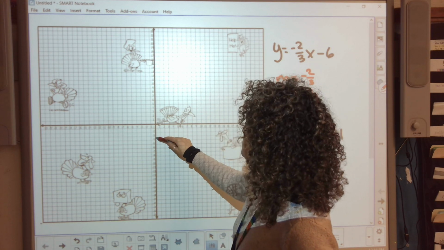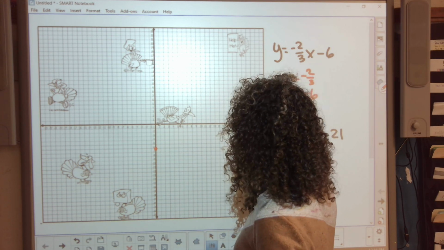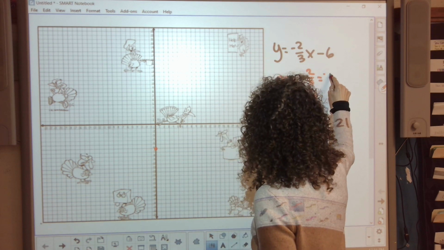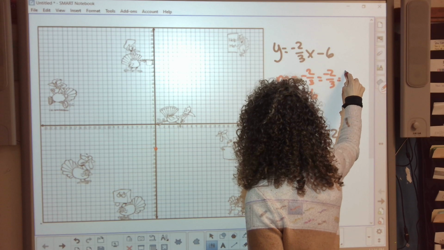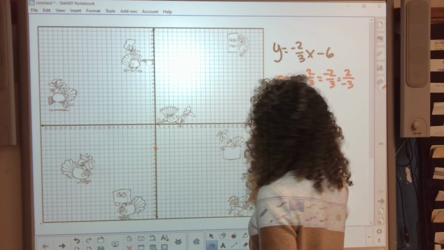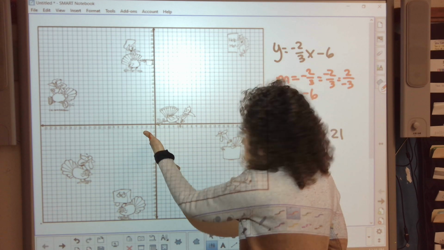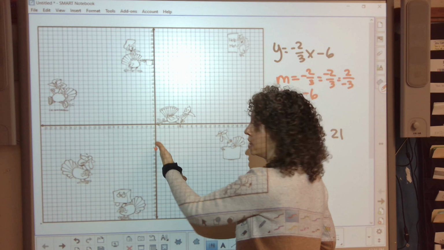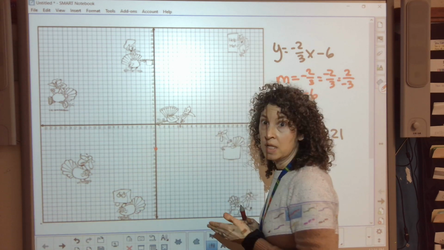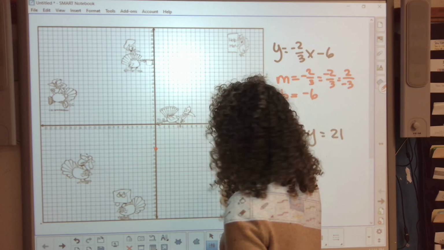Let's see, 1, 2, 3, 4, 5, 6 down here. I've got a rise of -2 and a run of 3. So I can go down 2 and to the right 3, or I can go up 2 and to the left 3. I can go either way. If I'm starting here, I've got a negative slope, so I might want to go this way, down and to the right, or up and to the left. I'm not sure which turkey I'm going through here. So let's start with down 2 and to the right 3.